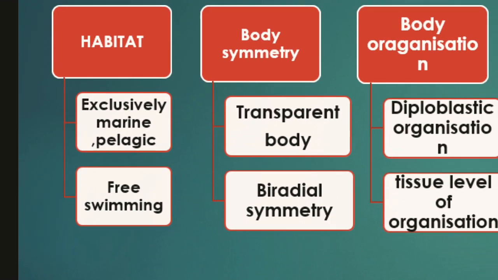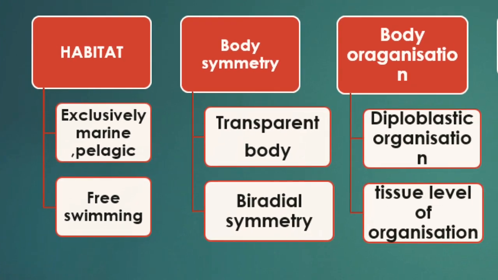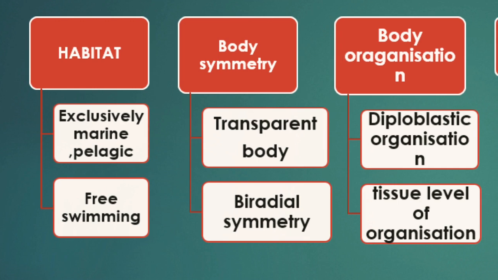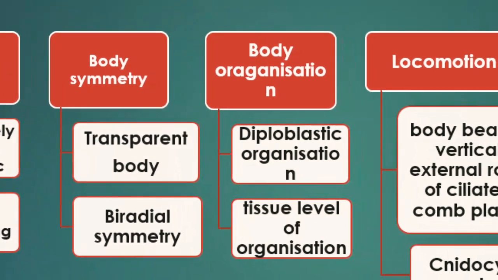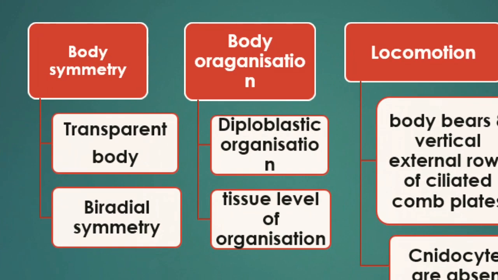Now coming to the symmetry, the animal has biradial symmetry, like cnidarians also. Cnidarians have radial symmetry, but the sea anemone, when I taught you cnidaria, I told you that sea anemones are animals which have biradial symmetry, so they also resemble cnidarians in so many ways. Slowly we will study how they resemble the cnidarians.